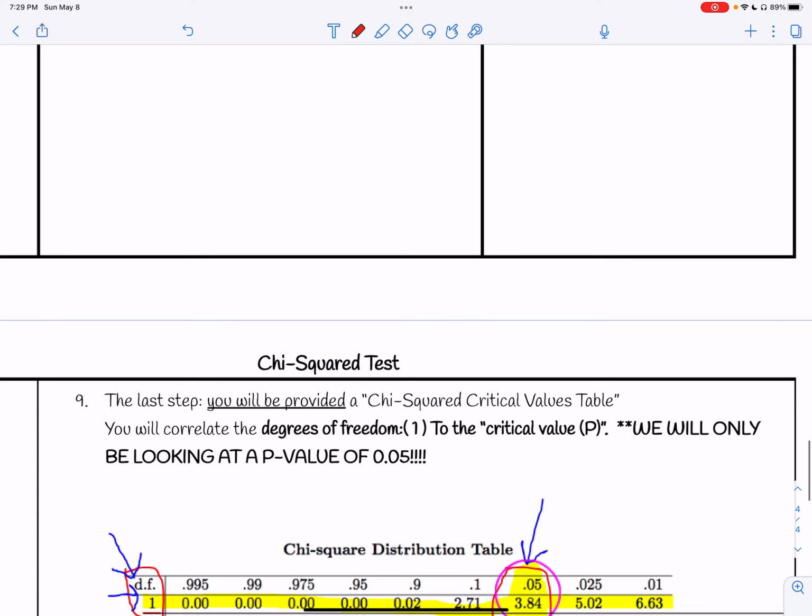Okay, so the last step, you will be provided this. Nobody memorizes these. And you're going to correlate the degrees of freedom, which is 1, the amount of categories you have minus 1. It's always going to be minus 1. To your critical value, P. P stands for probability. We will only be looking at a p-value of 0.05. Now, I imagine they will tell you to calculate it for another value, but if not, 0.05 has been the standard. That's also what we did with the confidence interval.